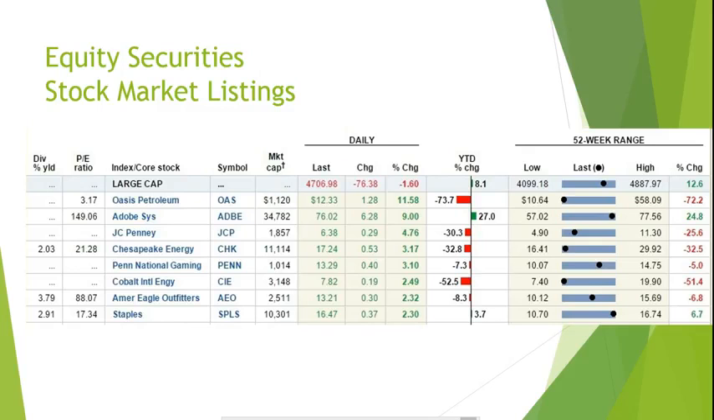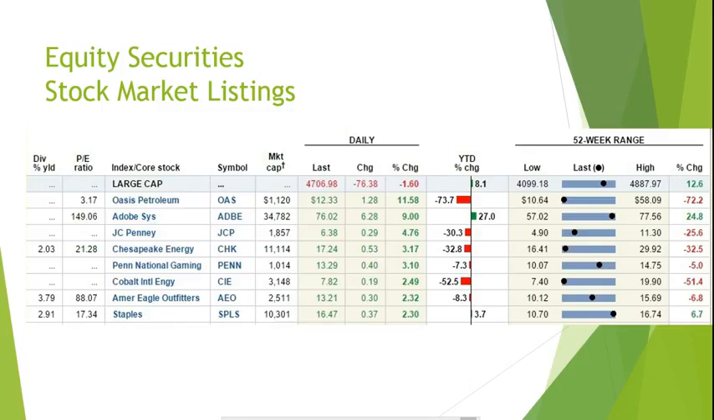To simplify the table, Chesapeake Energy's market cap is $11,114 million. This means that the market value of all of Chesapeake Energy's outstanding shares is worth $11,114 million. Therefore, Chesapeake Energy is worth around $11.114 billion. Under the daily section, take a look at the last column.